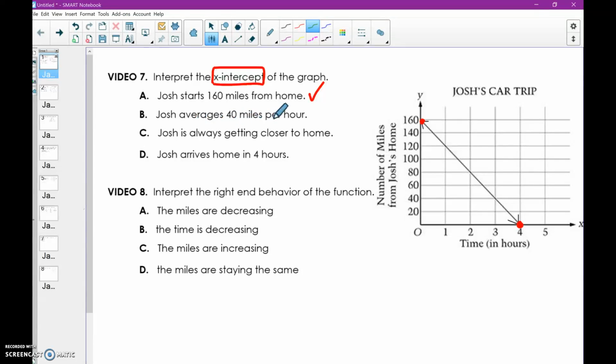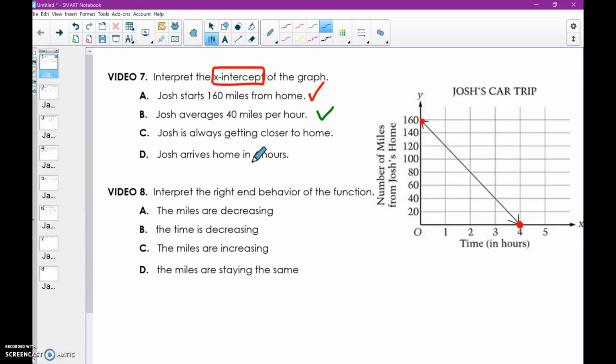He averages 40 miles per hour, but we go from 160 and we're down to 120 miles. Well, that's 40. And then in the next hour, we go down 40 again. Still true, he is averaging 40 miles per hour, but that has nothing to do with the x-intercept. All right, Josh is always getting closer to home. I mean, yeah, here he arrives home, but that's really kind of talking about the continuity of the whole thing. He's always progressively getting closer and closer. So, kind of meh on that one.